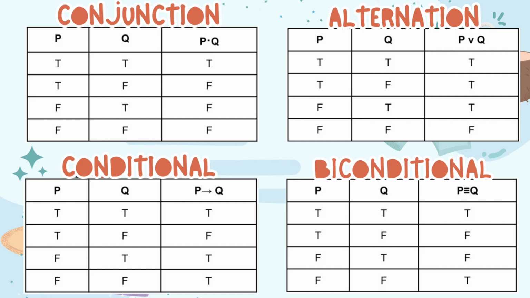Lastly, the truth table of biconditional. Notice that a biconditional is true only under two conditions, namely, when both elements P and Q are true or when both elements P and Q are false.